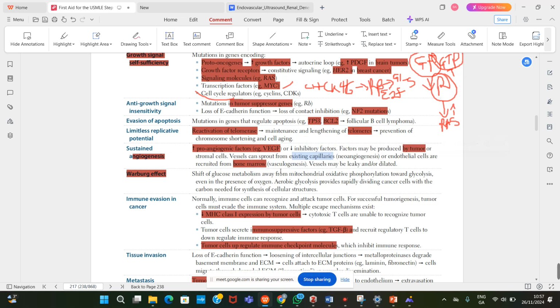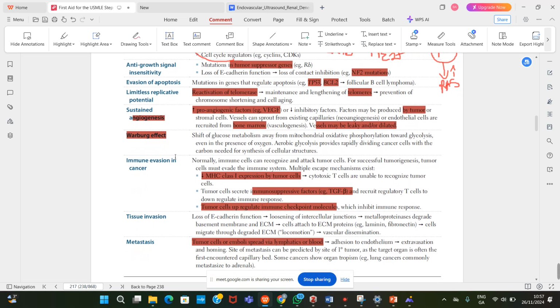But for vasculogenesis, it means that I'm just recruiting endothelial cells from the bone marrow. But mind you, the vessels can be very leaky and they can be dilated. They'll be very abnormal. So do you understand that? Can we use that logic to remember the nomenclature? Is it clear? Okay. Then moving on to the Warburg effect.